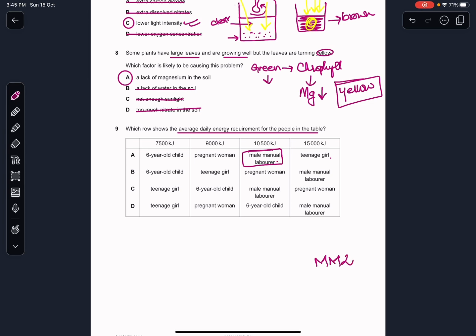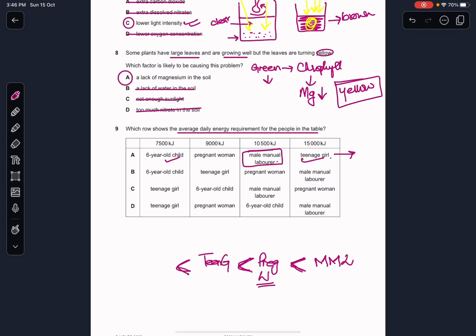Then we have, out of the pregnant woman, the 6-year-old child and the teenage girl, the pregnant woman. Why so? Because the pregnant woman is going to be eating food too, because she has to nourish the baby as well. So the second most amount of calories would be consumed by the pregnant woman. Then the third is out of the 6-year-old child or the teenage girl. Now, out of these two, the teenage girl is experiencing puberty. That means that she has rapid growth in every aspect of her body, right? So therefore, the third highest amount of calories would be taken in by the teenage girl.